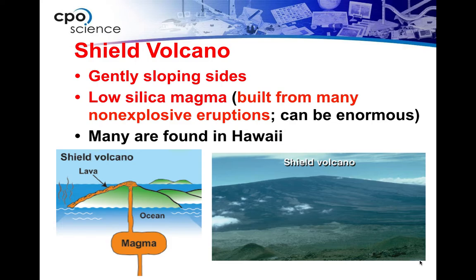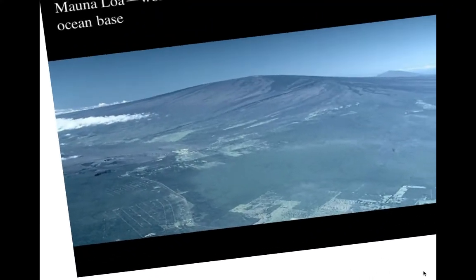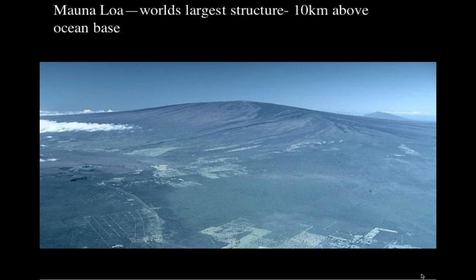Most of these are found in Hawaii. Here's another picture of Mauna Loa. It's actually the world's largest structure when you look at square footage of it. But that is a shield volcano. Once again, doesn't look like a volcano, actually a volcano.